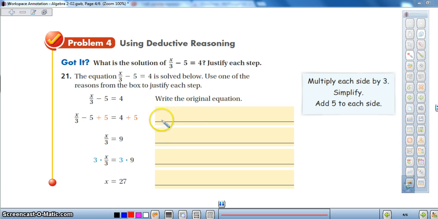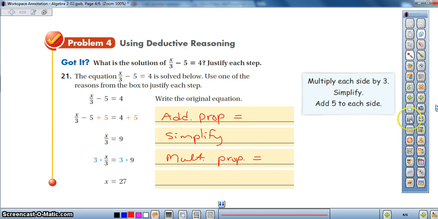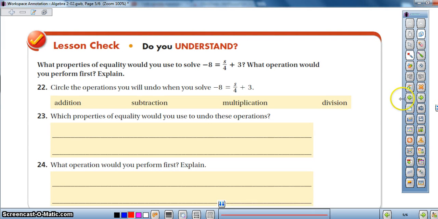So by adding 5 to both sides, that's called our addition property of equality. The addition property of equality lets us add the same number to both sides. Once we've done that, we then simplify by adding our like terms. What were our like terms? Our like terms were the 5 and negative 5, 4 and 5 to give us the 9. Next, we are multiplying on both sides of our equation by 3. So here would be the multiplication property of equality. And you solve to get 27. And again, you'd want to do your check.